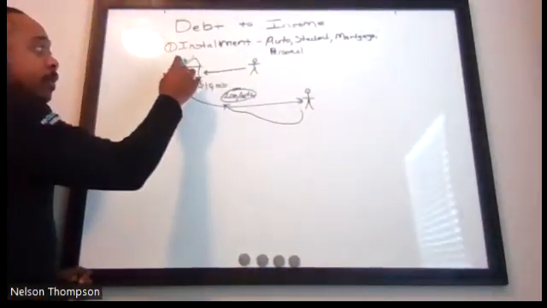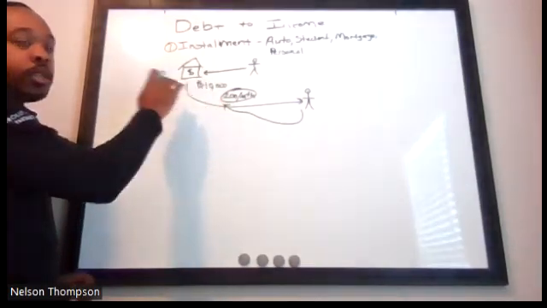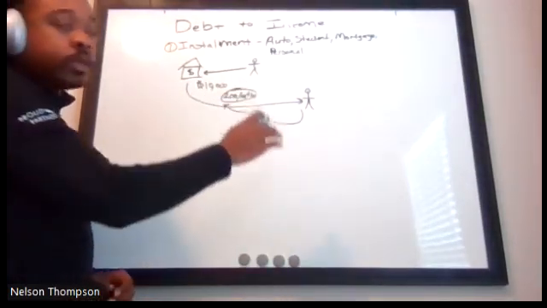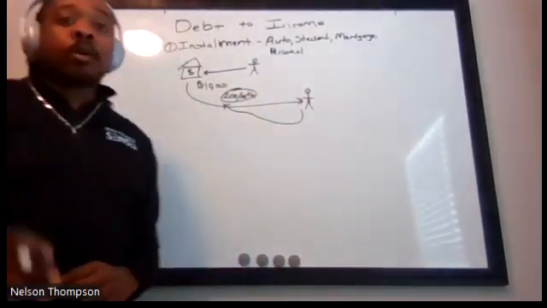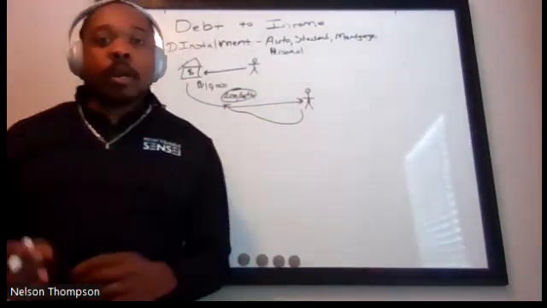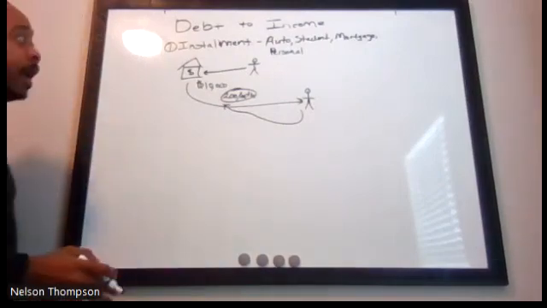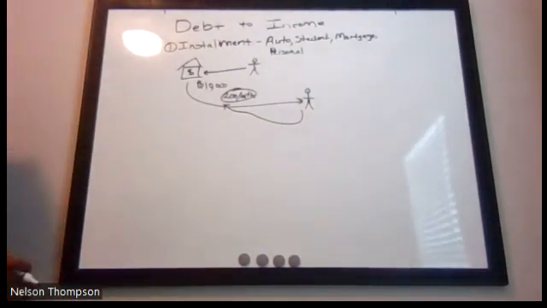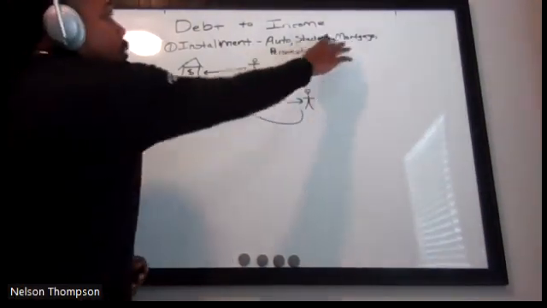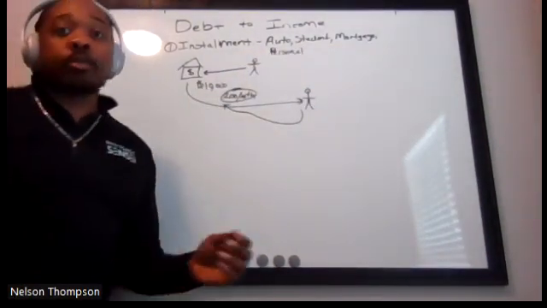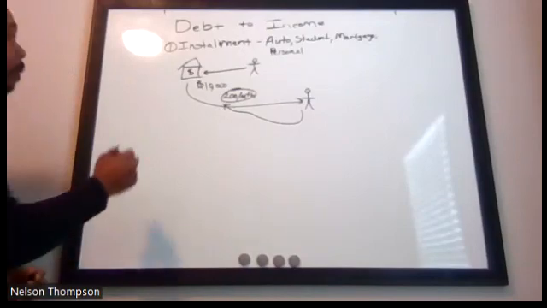So the bank lends you the money, tells you what the terms are, the finance charge, the monthly payment and so on. You then go and buy the personal property or the real property, and then you pay the bank back over time. That's an installment loan. Again, think auto loans, student loans, mortgages, personal loans. Those are pretty standard.